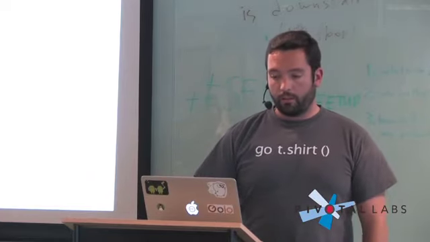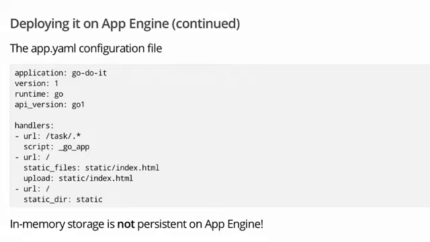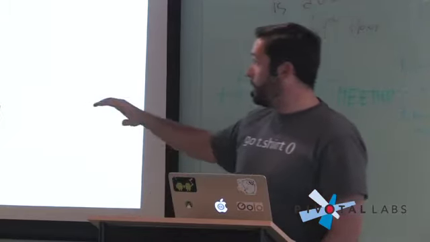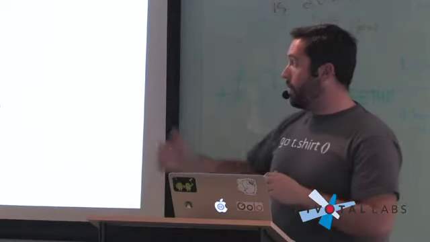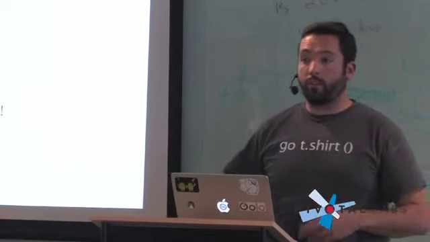And what about the static side? You define that in app.yaml. What you say is, if there's anything coming in as task, that's going to be handled by my Go application. If it's just the root, I'm going to show my static index.html. And otherwise, I have the static directory, so find it there.